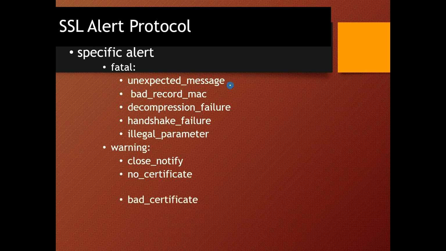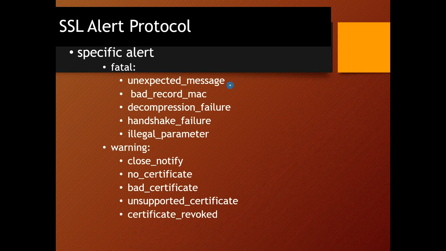Bad certificate is the next warning that we have. This message corresponds to the received certificate being corrupt, for example, it contained a signature that the receiver could not verify. Next one is unsupported certificate. This corresponds to the type of the received certificate not being supported, so that is why we say unsupported certificate.